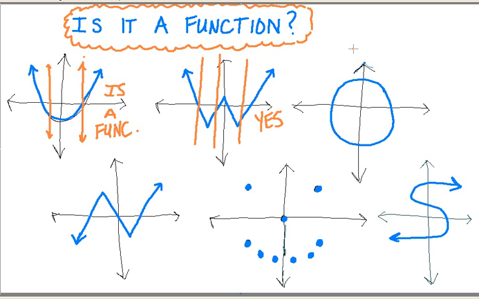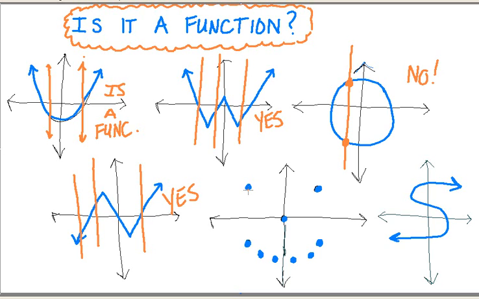Example number 3. Let's draw a vertical line. Look! The line passes through the graph in more than one point, so it is not a function. So the answer to that is no, it is not a function. Let's try the next one. Again, does there exist a vertical line that passes through this graph in more than one point? The answer is no, so this is a function.